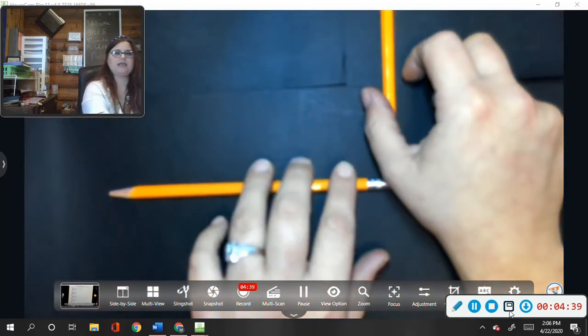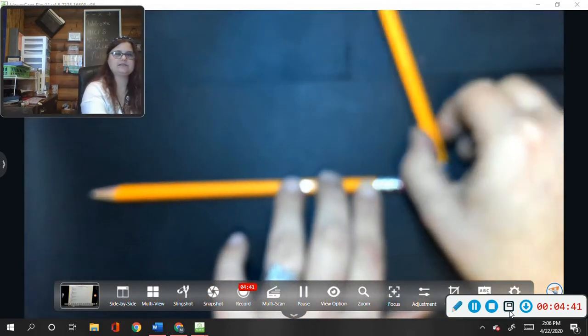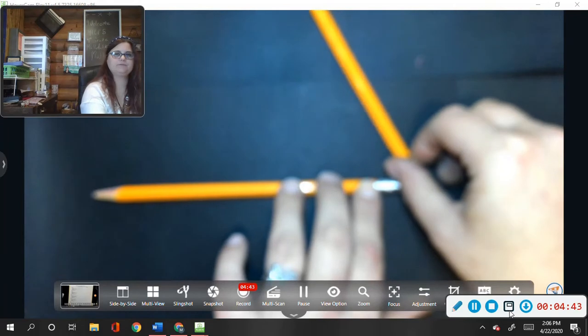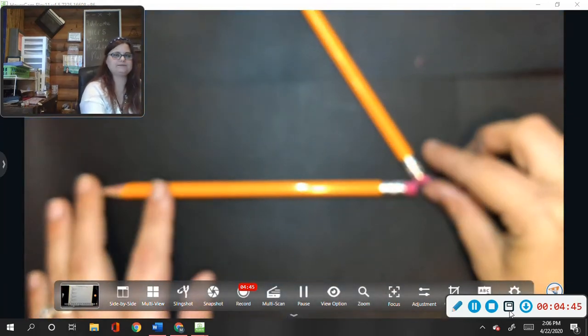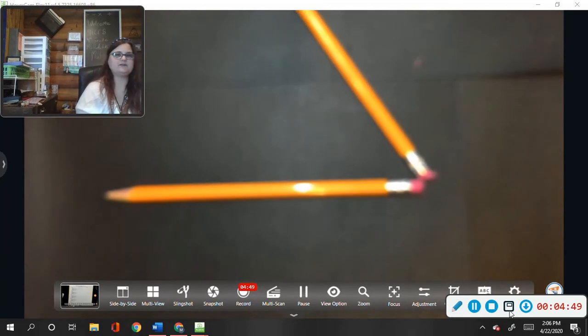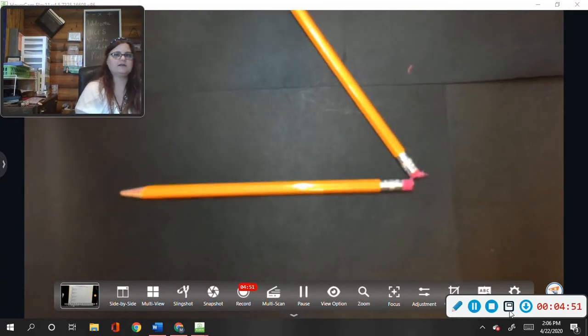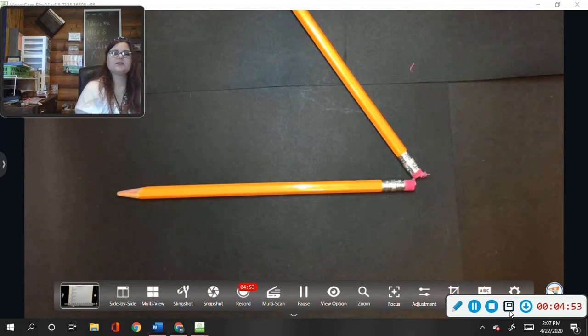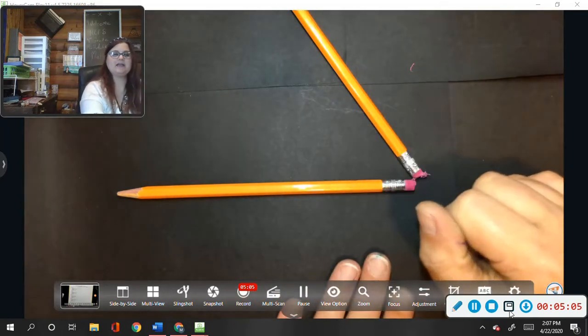If we moved the pencils so they were smaller, like this, there it goes. So now we have an angle that is less than 90 degrees. What do we call that kind of angle? An acute angle, meaning it is less than 90 degrees.